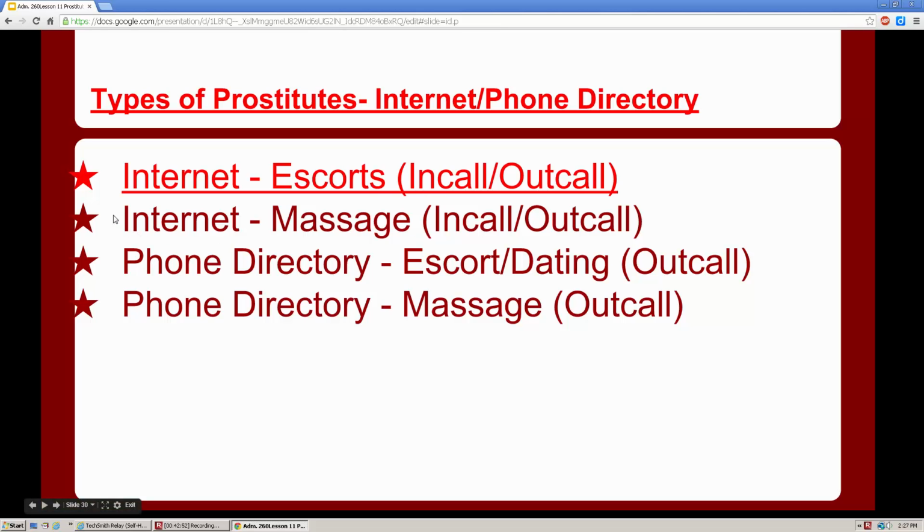You also have massage services, phone directories, escort, dating, massage. These are out call. You can have in call. It covers everything.